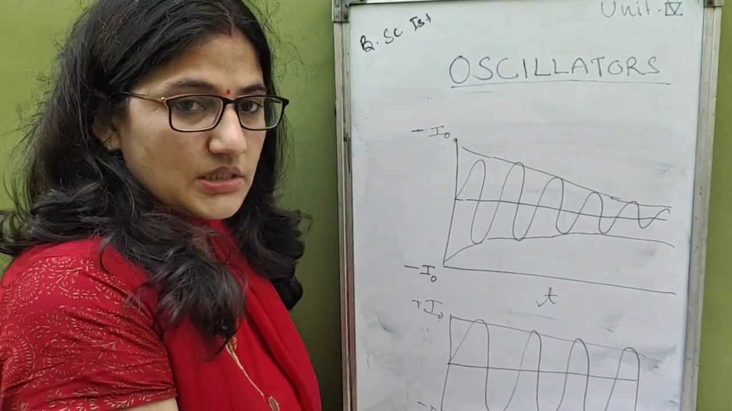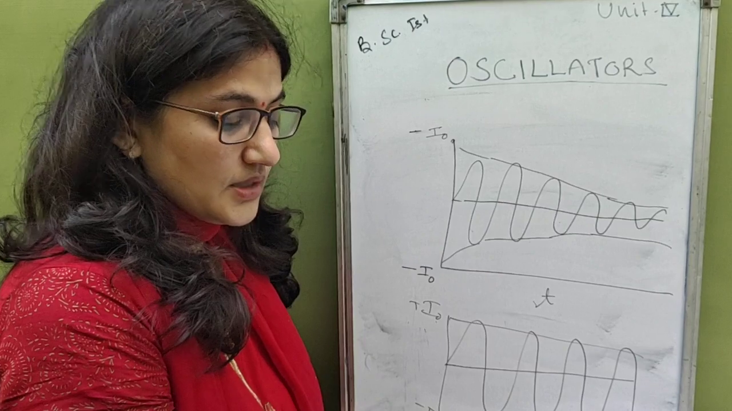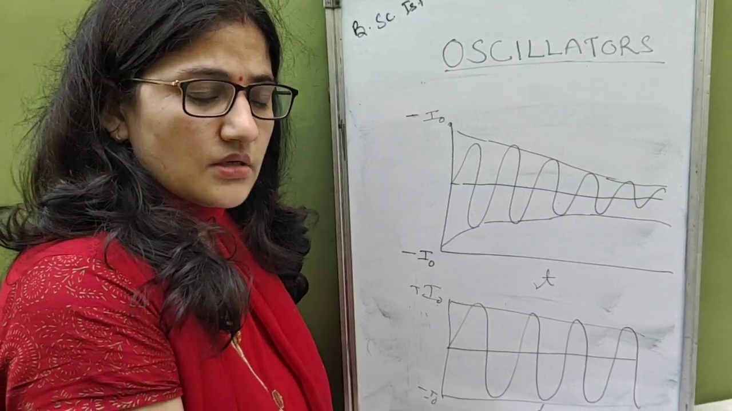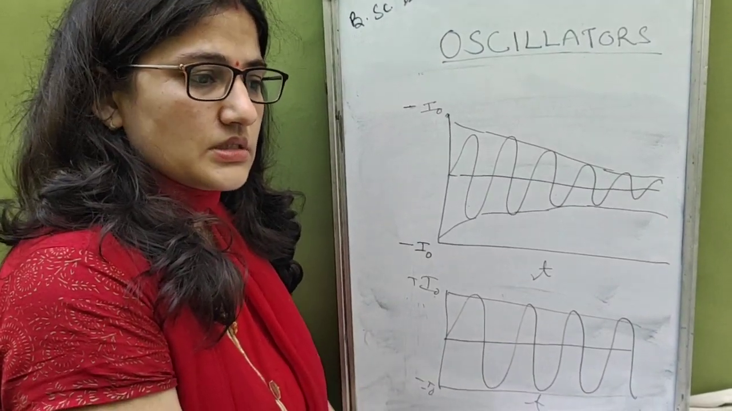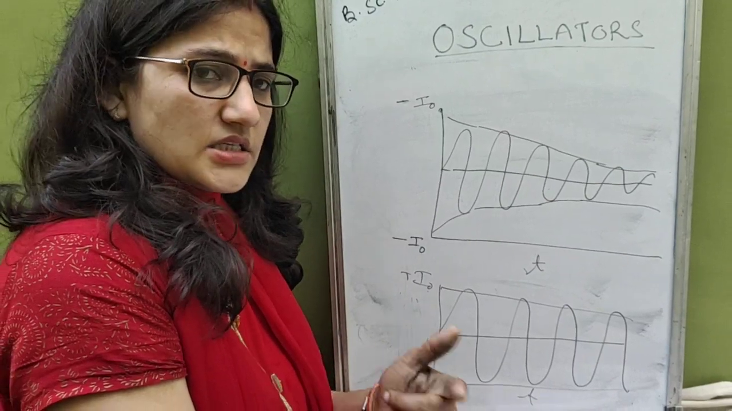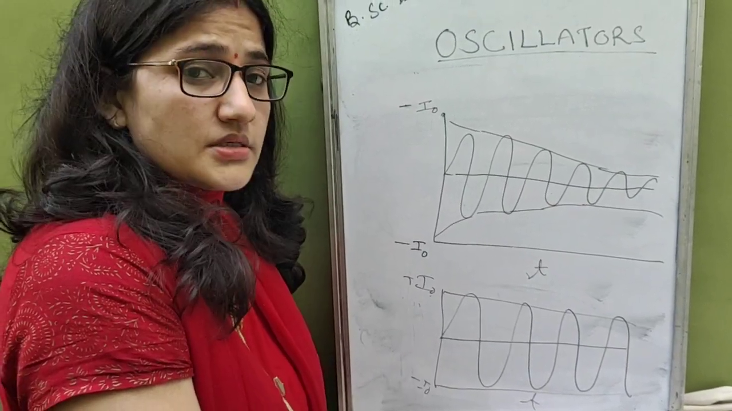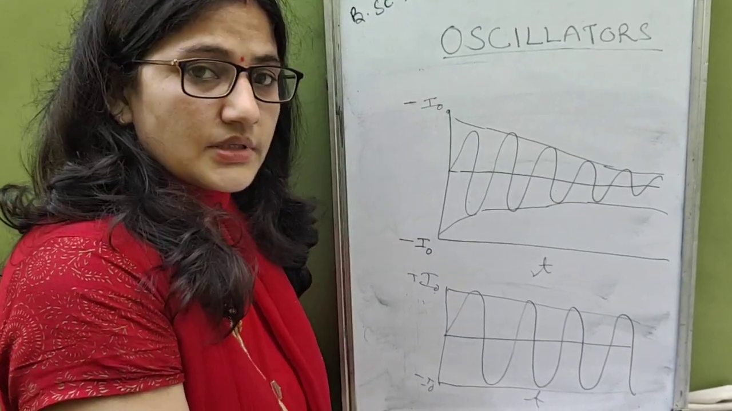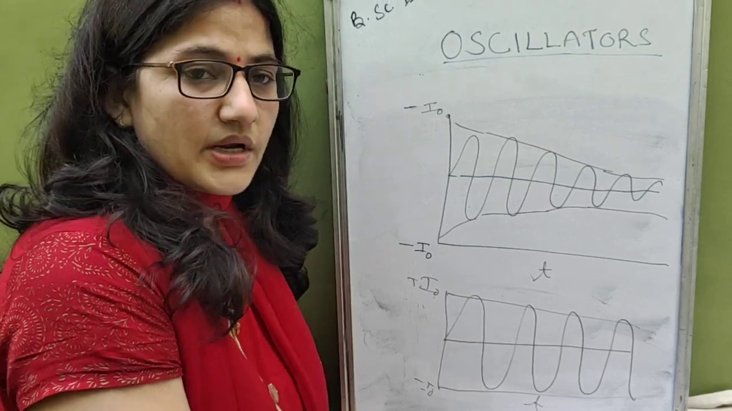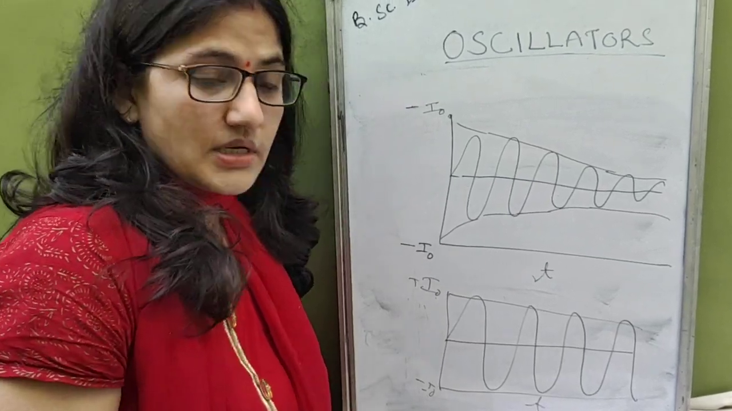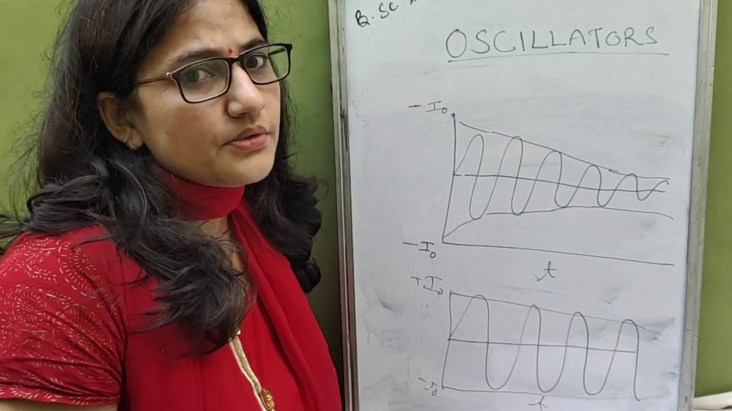So these are the three conditions. First condition is that some energy must be supplied to the oscillators to compensate the losses. Second, the energy must be supplied at the same frequency as that of the oscillator of the tank circuit. And third, the energy supply must be in the proper phase so that it helps in keeping the amplitude constant.